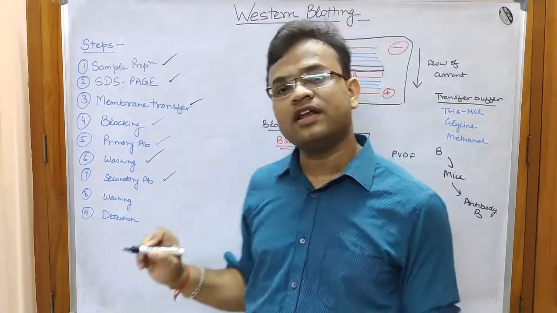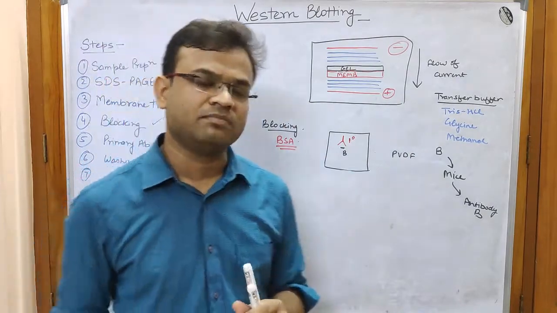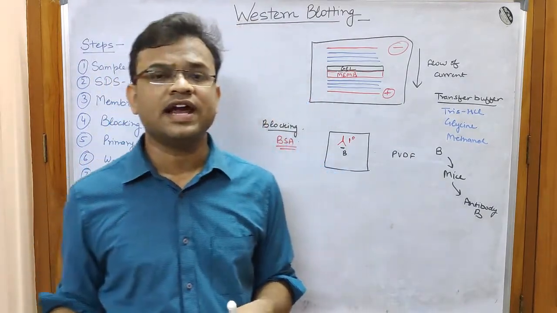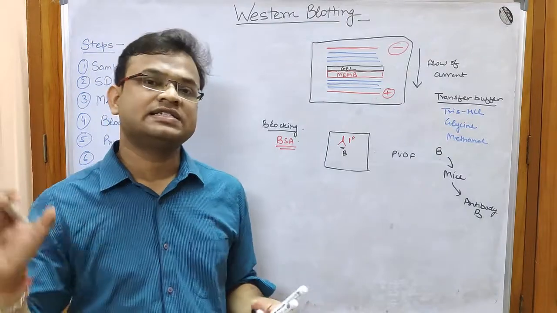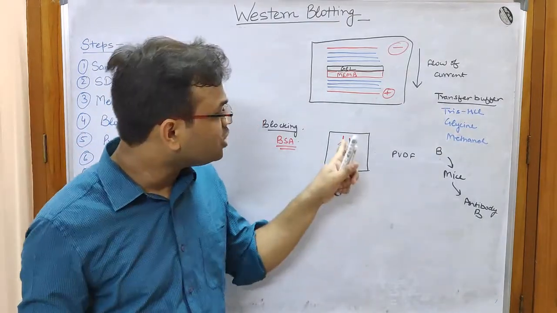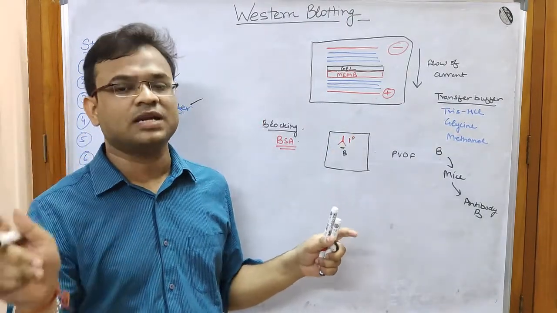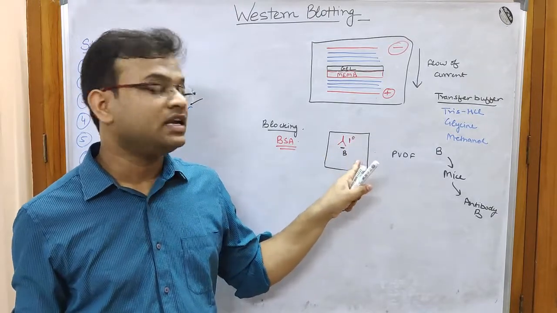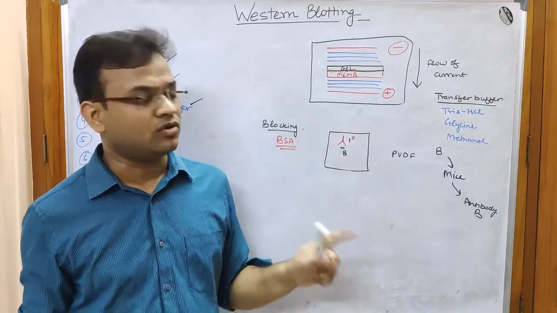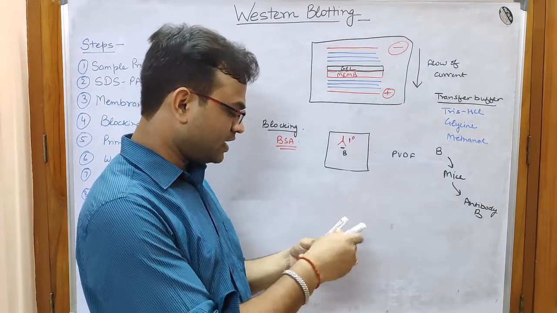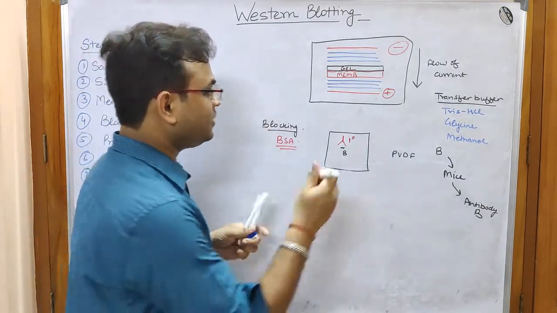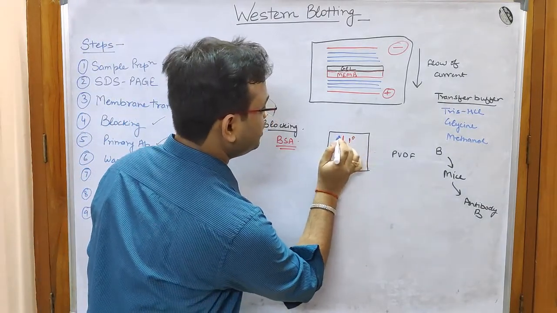Okay, so after the step of washing, what would you do? You would add secondary antibody. Now this is a very important step. What is secondary antibody? Secondary antibody is just like primary antibody, but the aim of that antibody would be to identify this primary antibody. Okay, so when you use the secondary antibody, it would identify this primary antibody.